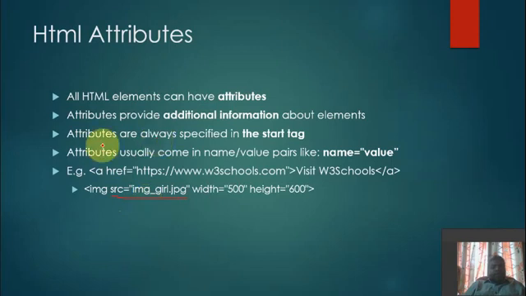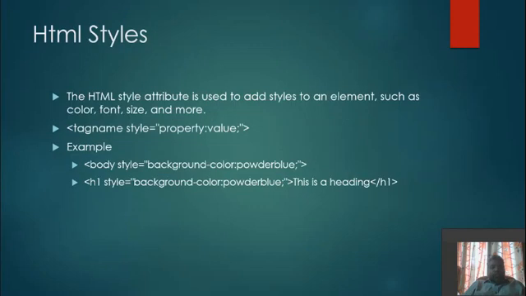Attributes are always specified in the start tag, not in the end tag. Attributes usually come in name value pairs. Name value pair means here the name is src, and the value is the file name or the path name. Name and the value. This is another example.